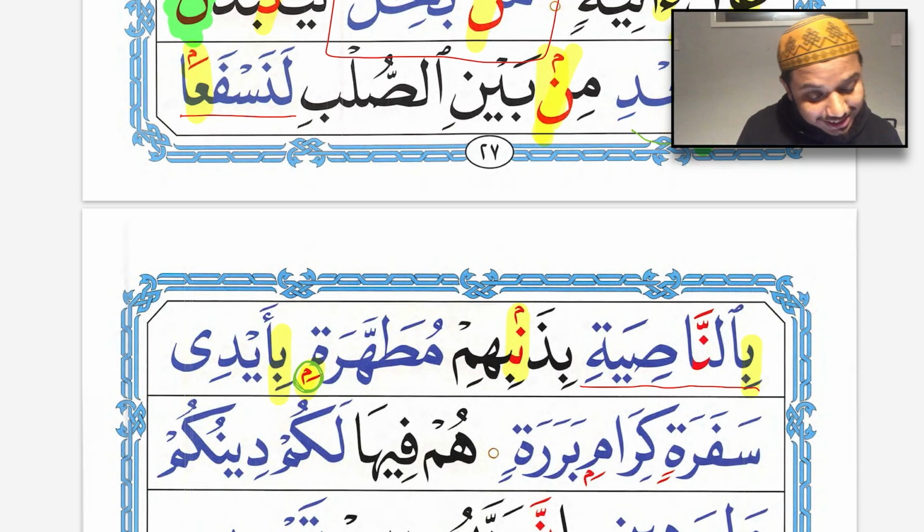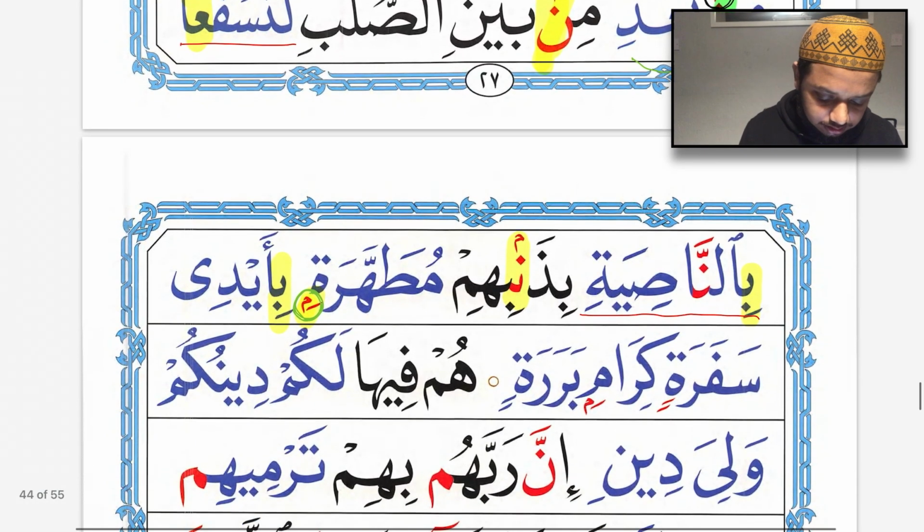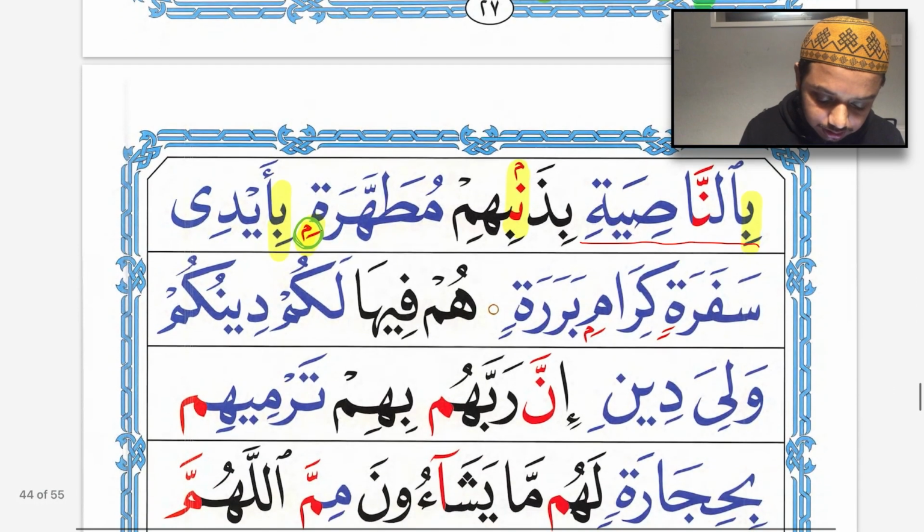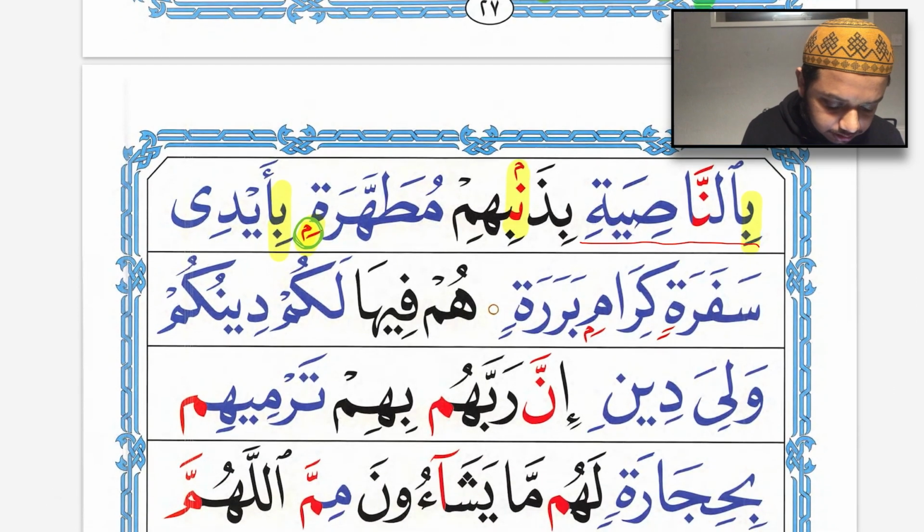Alhamdulillah, the Quran is easy to recite. So that meem will be read with ghunna for two harakat. So it's mutahharatim bi aidi. Mutahharatim bi aidi. So let's carry on. Mutahharatin bi aidi safaratin.